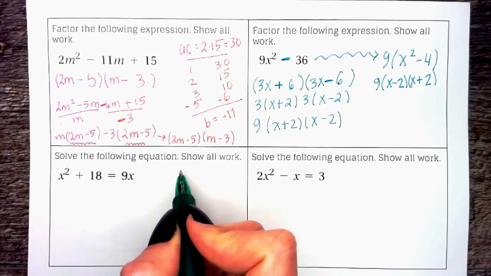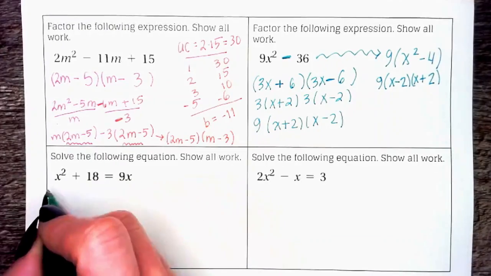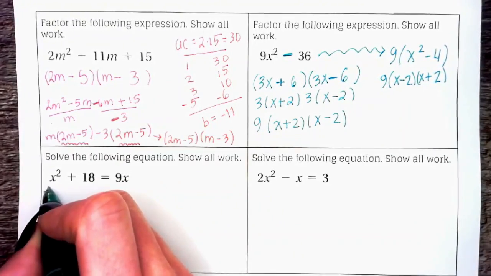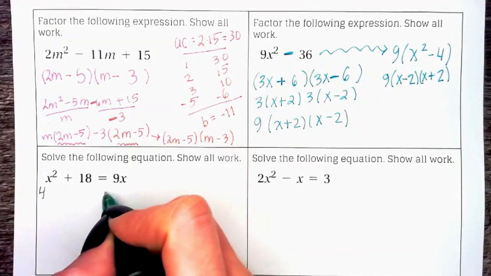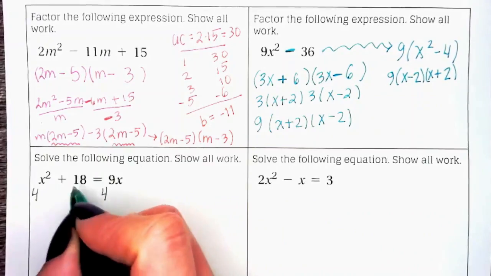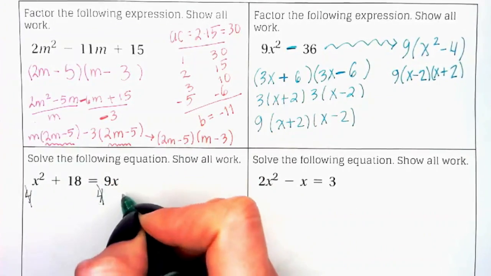Solve the following equations, show all work. Here we have a polynomial equation. These may come up when we're using the one-to-one property. What if I had an example where this was something like 4 raised to the x squared plus 18 equals 4 to the 9x? Well, if I had something like that, and those were my exponents, one-to-one property would want me to set the exponents equal to each other and solve.